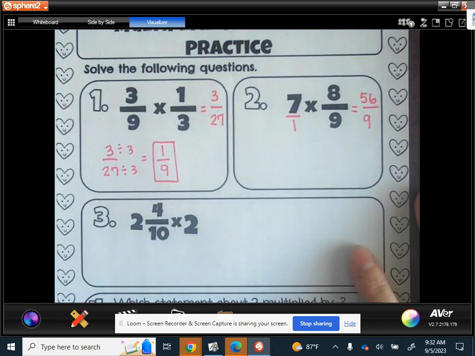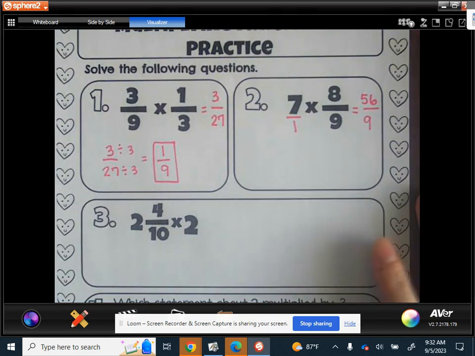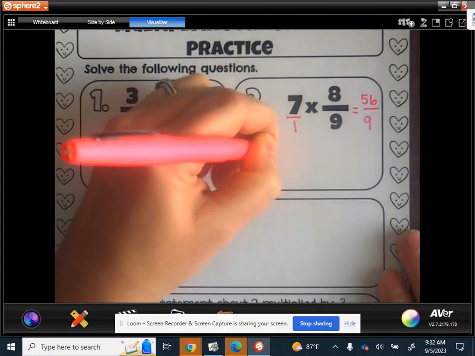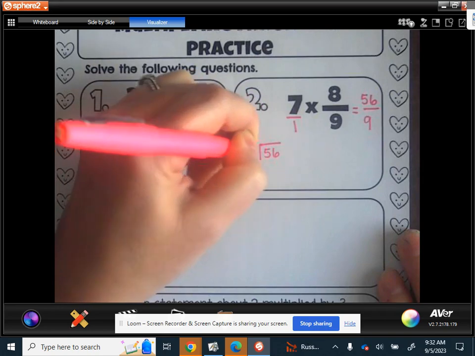On this one, we can't simplify, but we have another issue. You never want to leave your answer as an improper fraction. So 56 is bigger than 9. That makes that improper. So remember that we can use TIVO, top in, bottom out, to turn this into a mixed number.